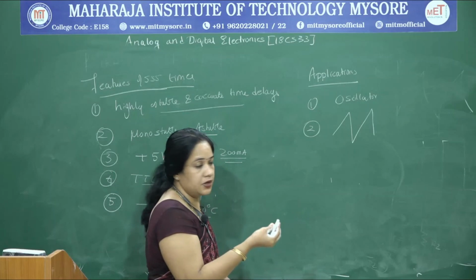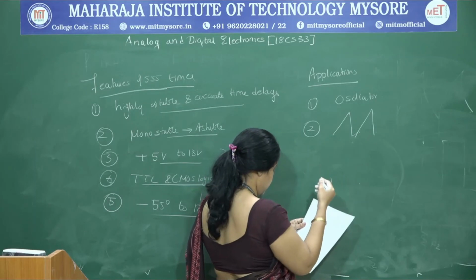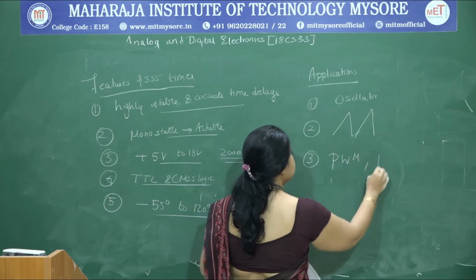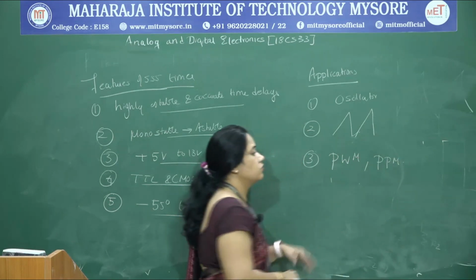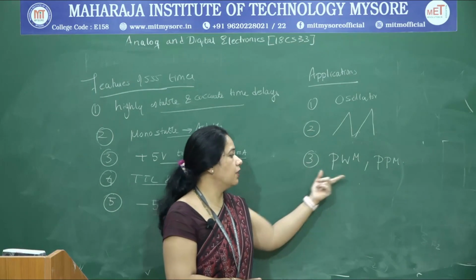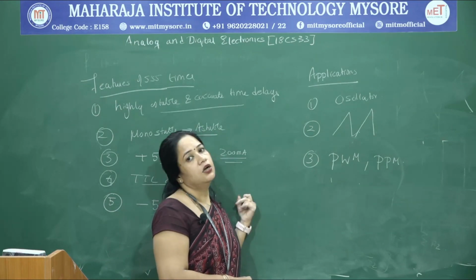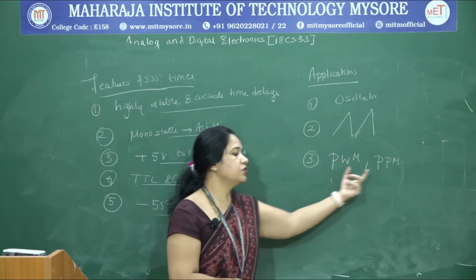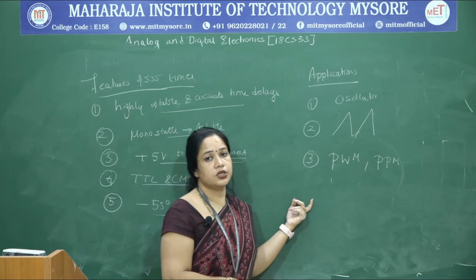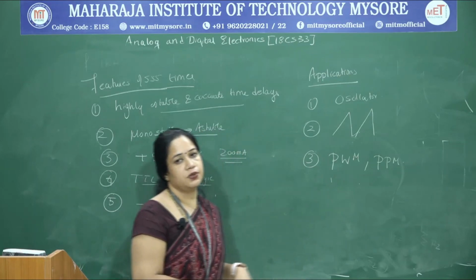Then as a second, it can be used as a linear ramp generator. A ramp signal is something like this. It can also generate pulse width modulation and pulse position modulation signals, though this is beyond the scope of our syllabus. In pulse width modulation, the width of the output pulse depends on the modulating signal, and in pulse position modulation, the position of the pulse depends on the modulating signal. These are used in communication.